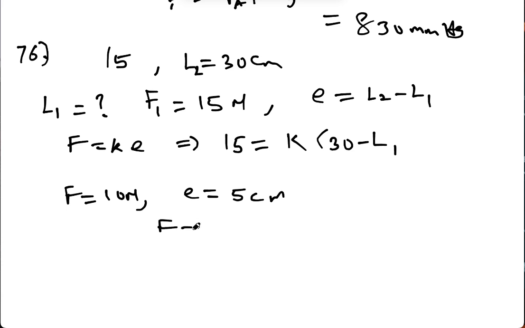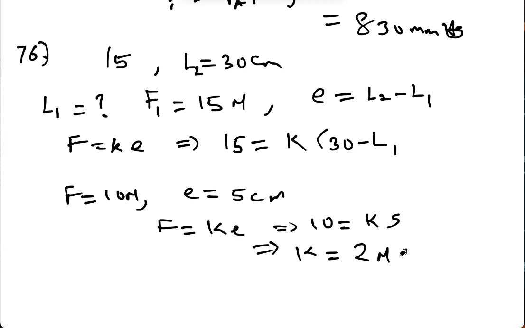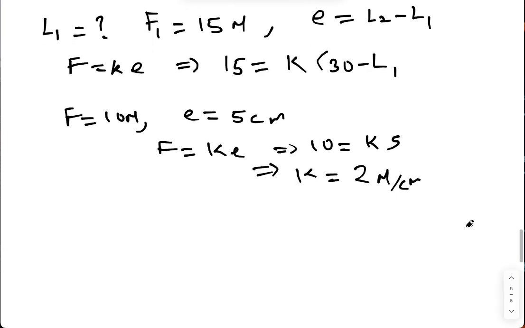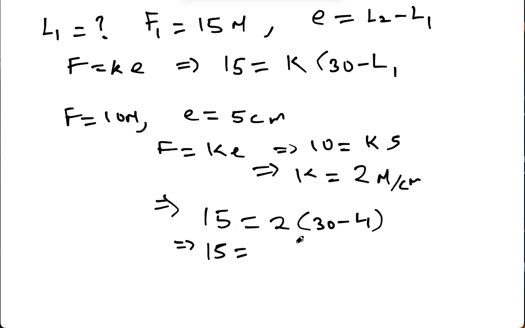With this information, we can quickly get our K. Since F equals KE, 10 equals K times 5, which implies that K will be 2 newtons per centimeter. The question we are looking for is the natural length. Natural length is L1. So we can substitute K into the first equation. 15 equals 2 times 30 minus L1.